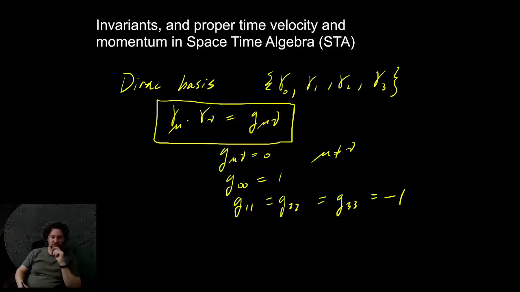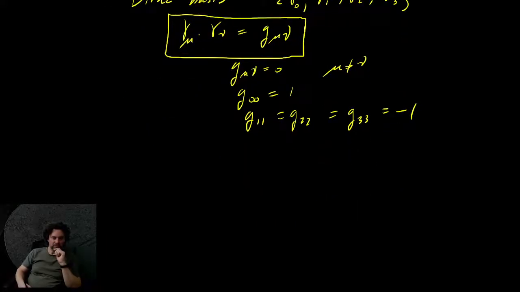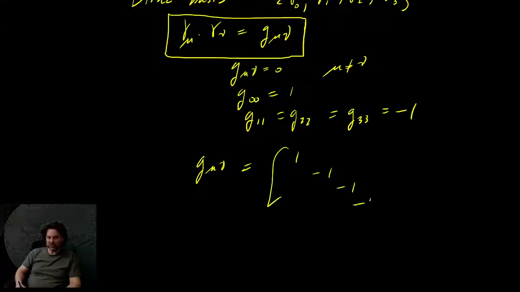In this case, g mu nu is 0 when mu is not equal to nu, all the off-diagonal terms, and is 1 for g00, and is minus 1 for any of the remaining diagonal terms. We would write that g mu nu has a matrix representation of 1, minus 1, minus 1, minus 1, zeros everywhere off diagonal. So that is the defining relationship for our basis for the space-time algebra.